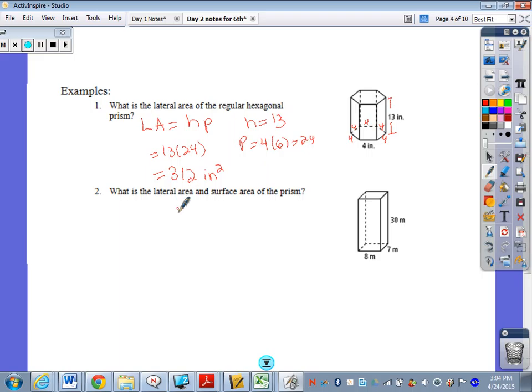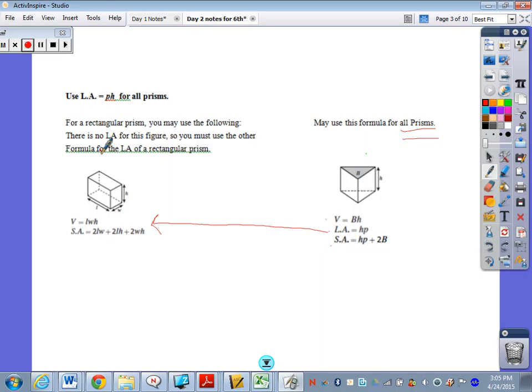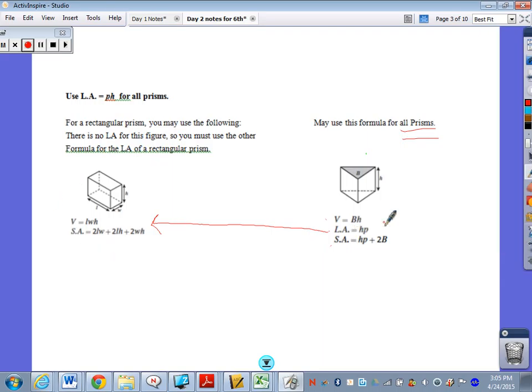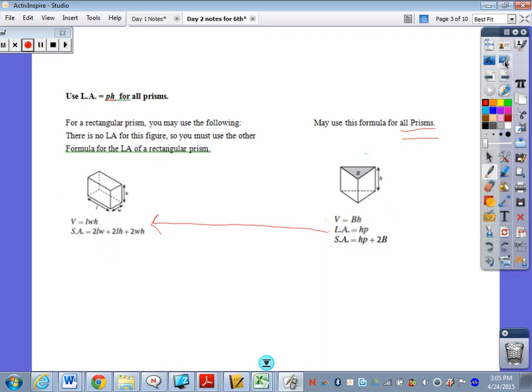So for the second one, they ask us for the lateral area and the surface area. So this is a rectangular prism. For a rectangular prism, we usually let the base be the bottom because all the opposite sides are parallel and congruent. So for this, again, if I go back to the formula sheet, I can use this one, but for lateral area, I still have to use my HP.